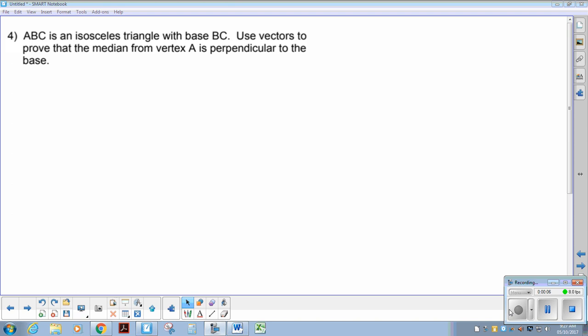This is lesson 8. This is the fourth proof in the assigned proofs. This one, I would give it a 12 or a 13 ranking out of 10 in terms of difficulty. So I'm going to show you the trick to this one.